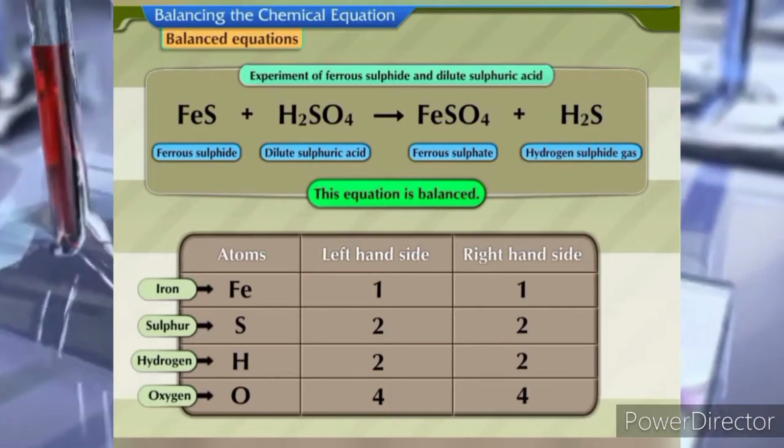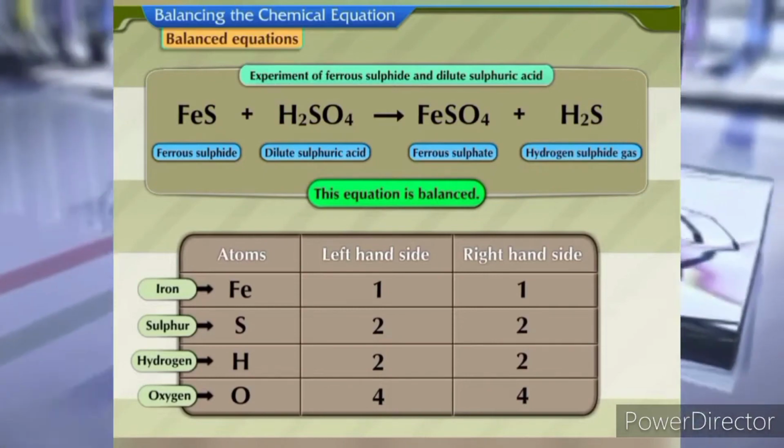Now let us understand the steps involved in balancing an unbalanced chemical equation.